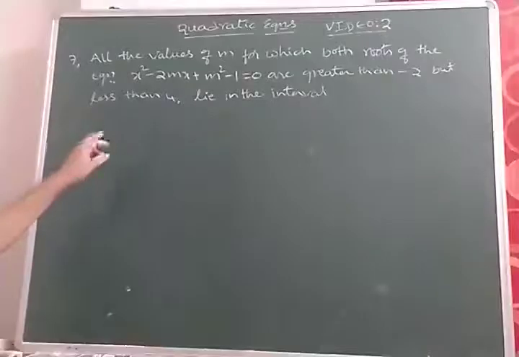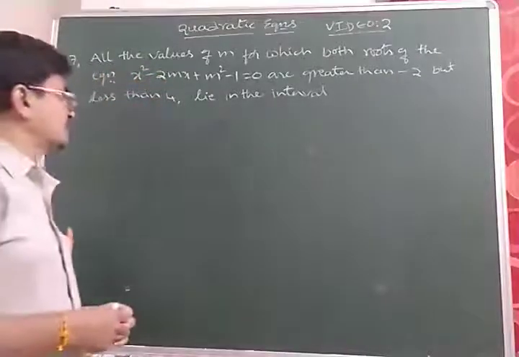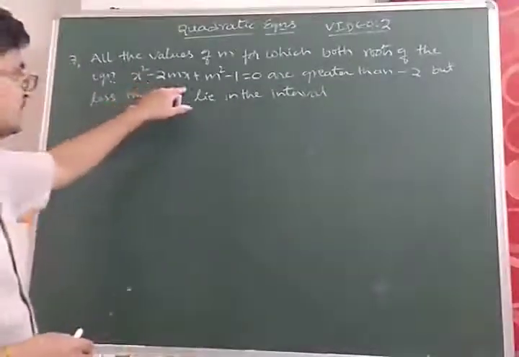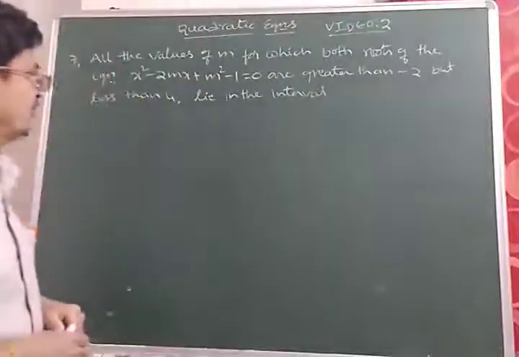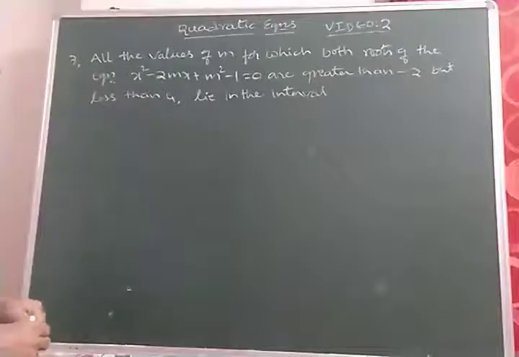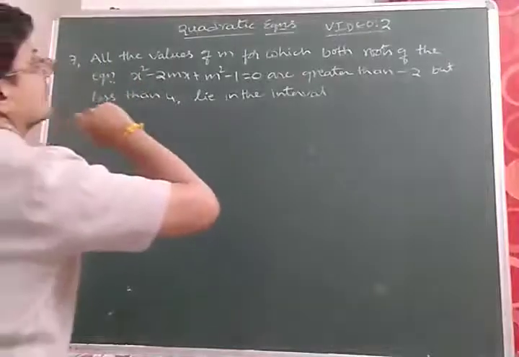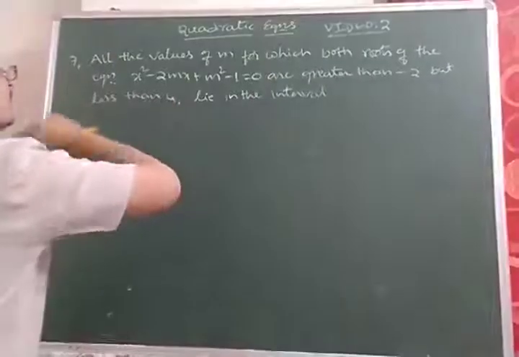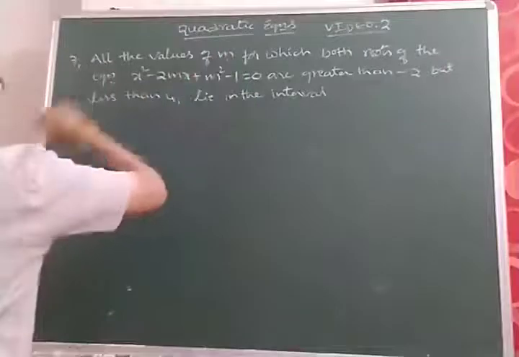Question number 7. All the values of m for which both roots of the equation x square minus 2mx plus m square minus 1 is equal to 0 are greater than minus 2 but less than 4 lie in the interval. That means this is the quadratic equation. It has the roots which lie between minus 2 to plus 4. Then what is the value of m? M lies in between the values ideally.